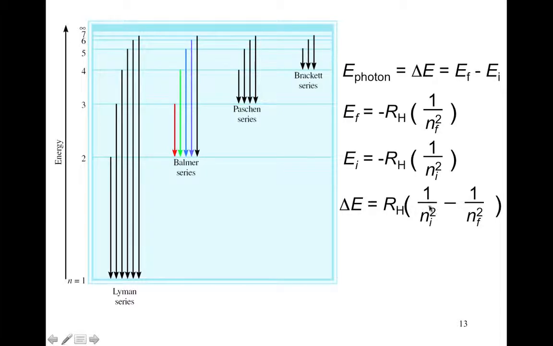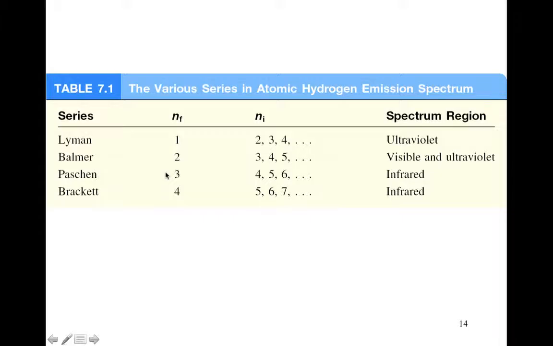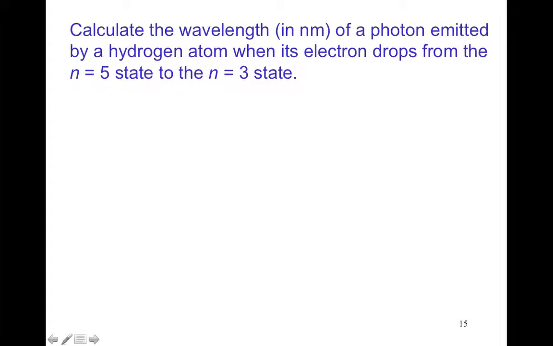We take our Rydberg constant and our initial minus our final, and we get our change. So this shows you the energy level 2 to energy level 1, energy level 3 to energy level 1, energy level 3 to 2, and then here is your spectrum region that those would fall into. I don't think you need to memorize the names of these different series. I haven't, so I hope you don't have to.